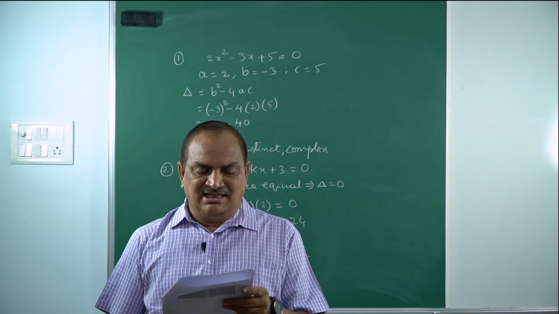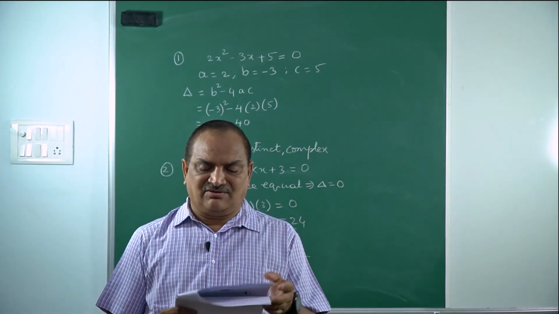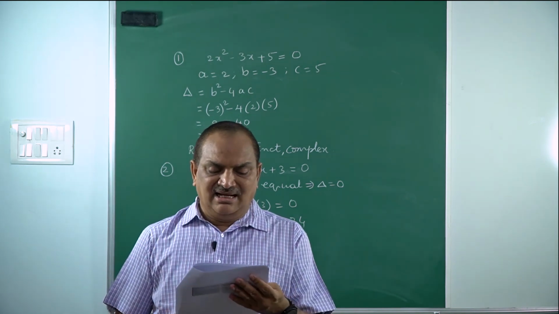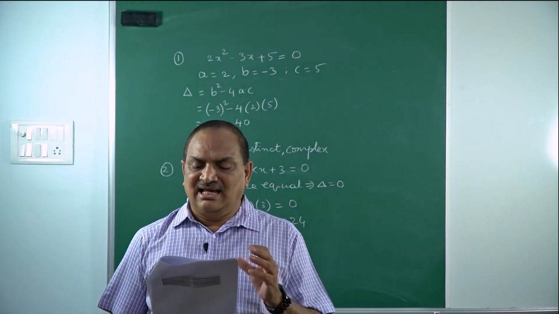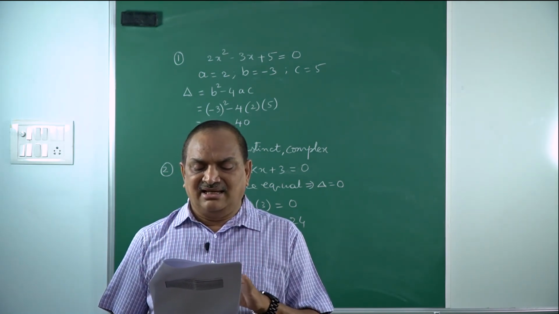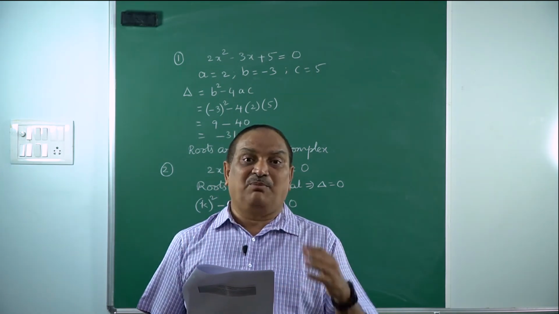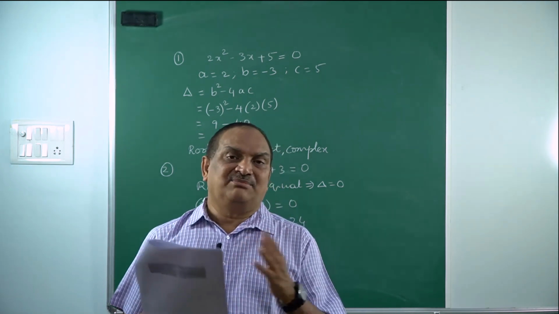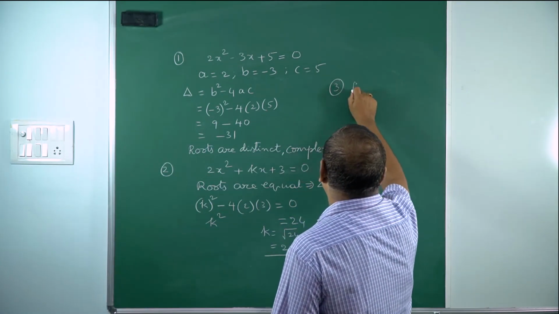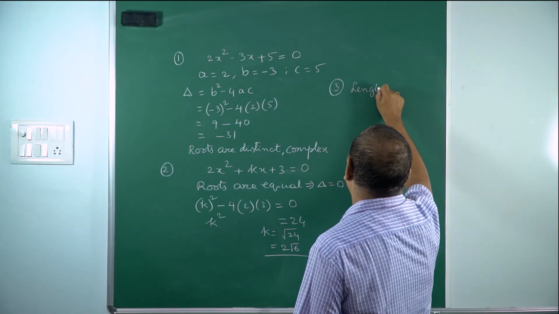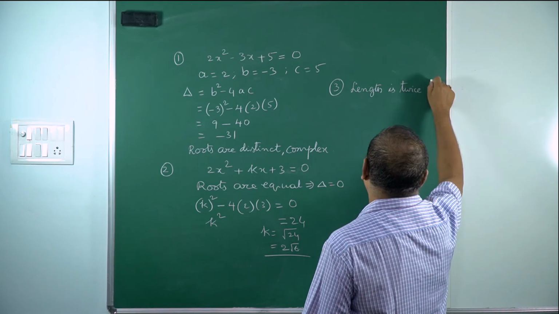Next, the third one. Is it possible to design a rectangular mango grove whose length is twice its breadth and the area must be 800 square meters? Okay, length is twice the breadth, area is 800, and if so, find the length and breadth. Is it possible to design such a mango grove? It's a very simple question, and length is twice the breadth.